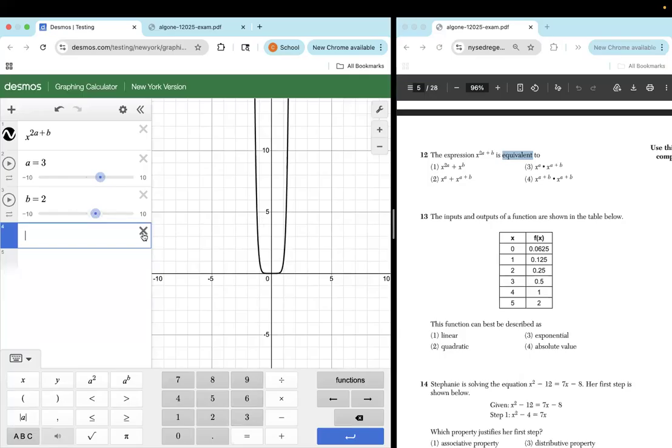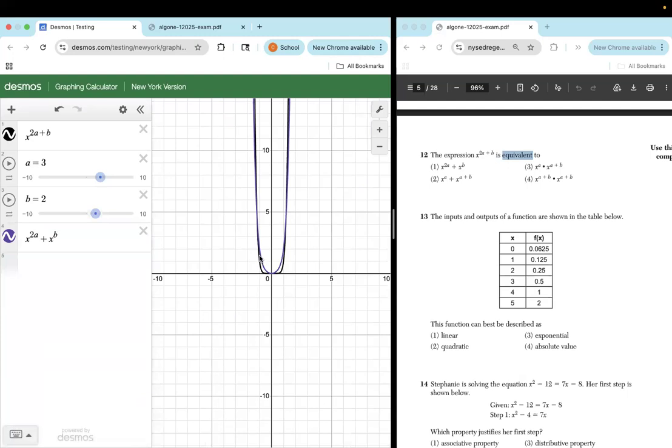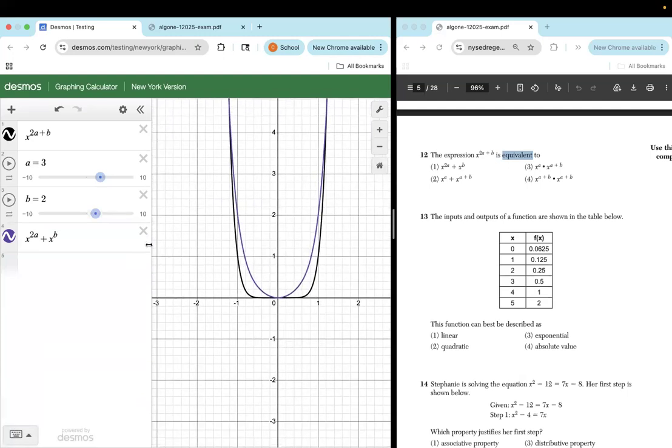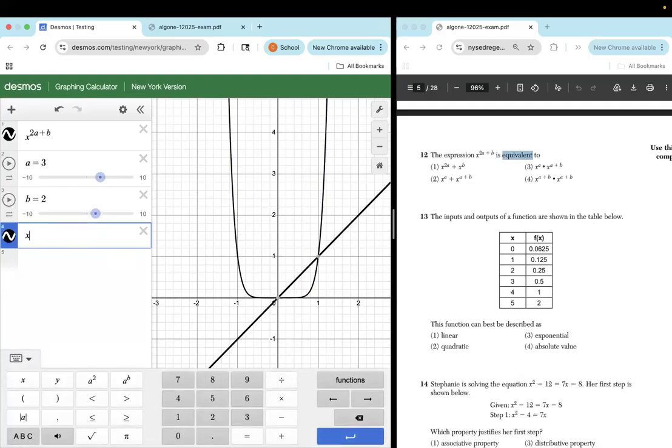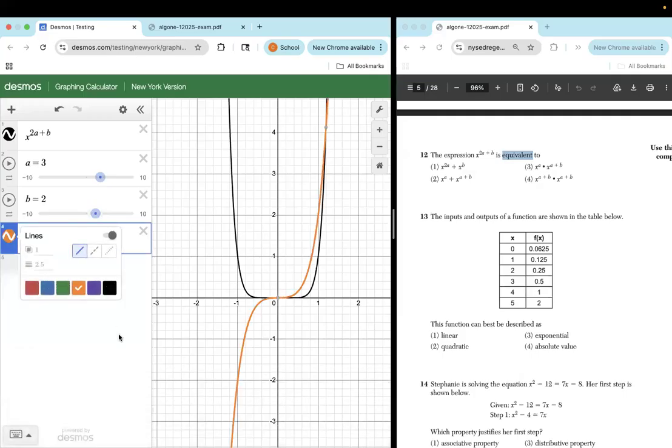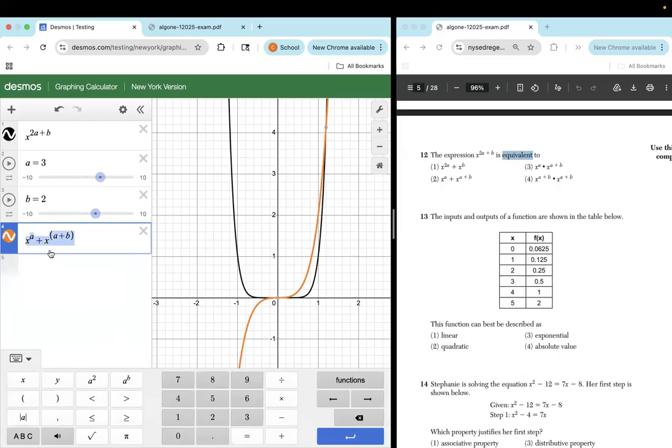Okay, let's test out choice 1. X to the 2a plus x to the b. That is not the same graph, so it's not choice 1. Let's test out choice 2. X to the a plus x to the a plus b. If you were having trouble getting the plus in the exponent there, just put that whole thing in parentheses, and it should stay in the exponent. But that is not the same graph, so it's not choice 2.